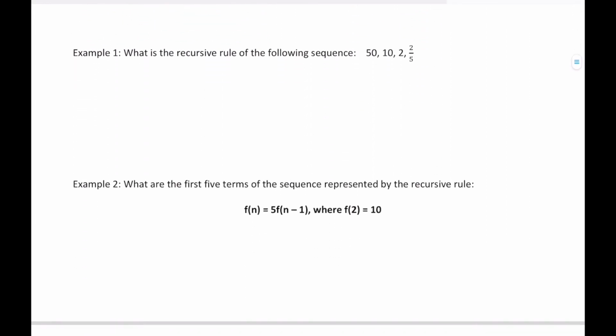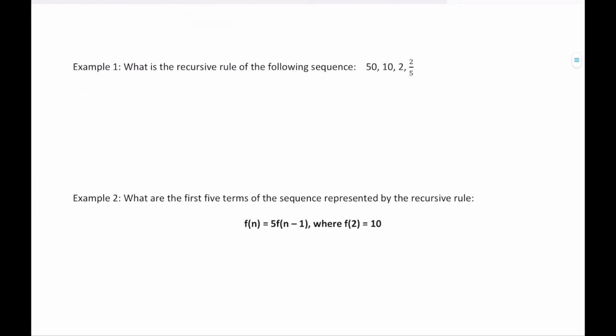Let's do 2 examples. What is the recursive rule of the following sequence? 50, 10, 2, and 2/5. The first thing you want to do is recognize what is the common ratio. How did a 50 become a 10? You multiplied by 1/5. That's the same as division by 5.